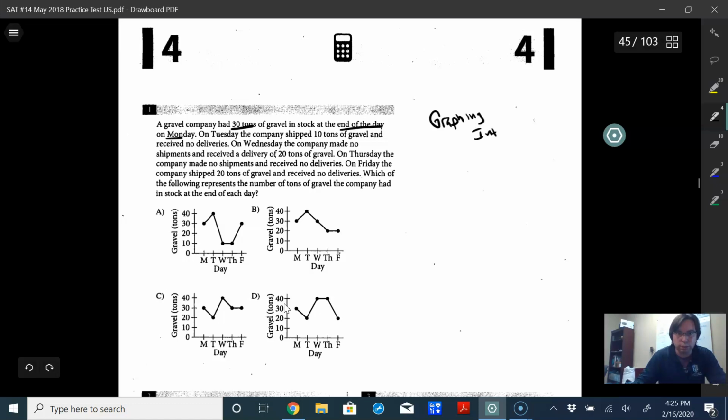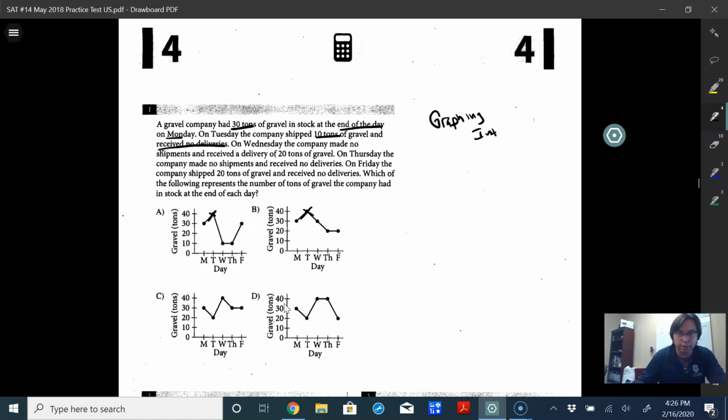If we look at that, we can see that the gravel times the day looks like this. We have 30 tons, 30 tons, 30 tons, so that doesn't really help us. On Tuesday, the company shipped 10 tons of gravel and received no delivery. So that means they had a net loss of minus 10 on Tuesday. Here, A, you see that increases, so that can't be it. Same thing on B. And then C goes down and D goes down.